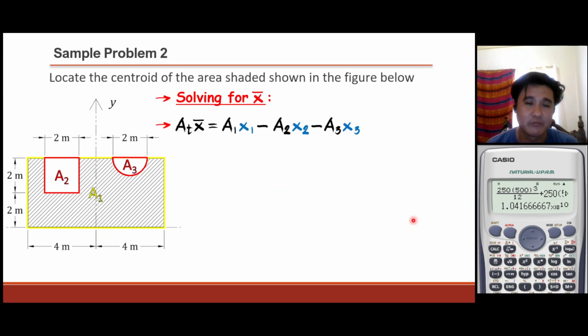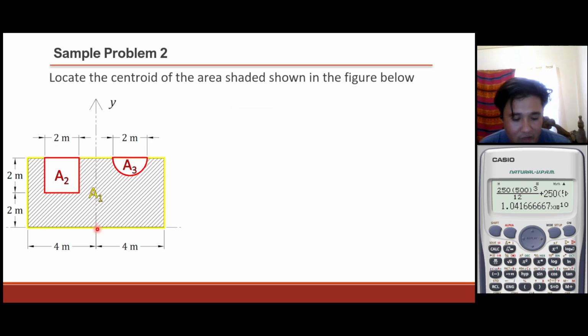So, solving for x bar. We have yung area total, x bar is equal to A1 x1 plus A2 x2 plus A3 x3. Okay? So, yung mga distances na lang yung kailangan natin i-determine. So, area 1 natin, 4 by 8. Tapos, yung x distance ni area 1 from the reference point natin.